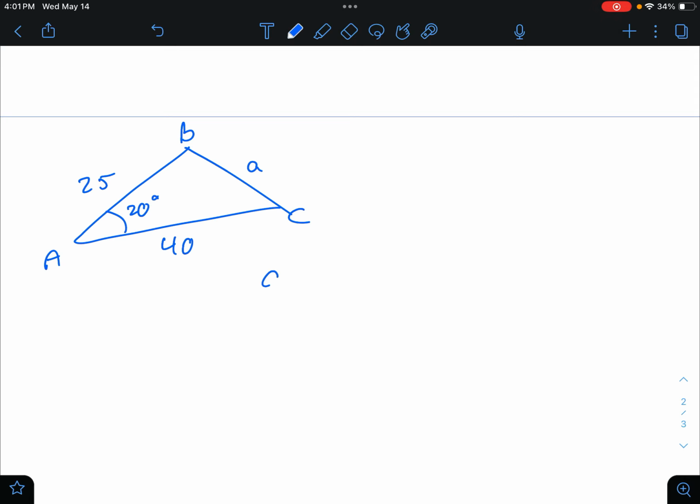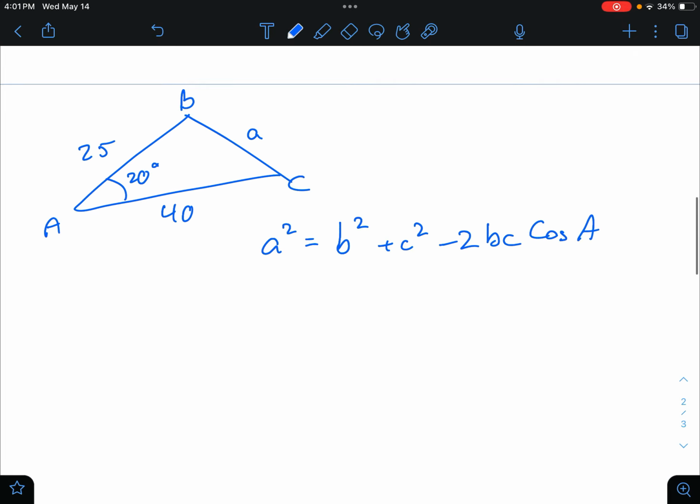So let's write out the formula. The formula is going to be a squared equals the square of the other two sides, so b squared plus c squared, minus 2 times the other two sides again, cos angle A. So we're going to fill everything in as much as we can now. We don't know little a, so put a squared. Leave that. The b we know though. B is 40. It's across from angle B.